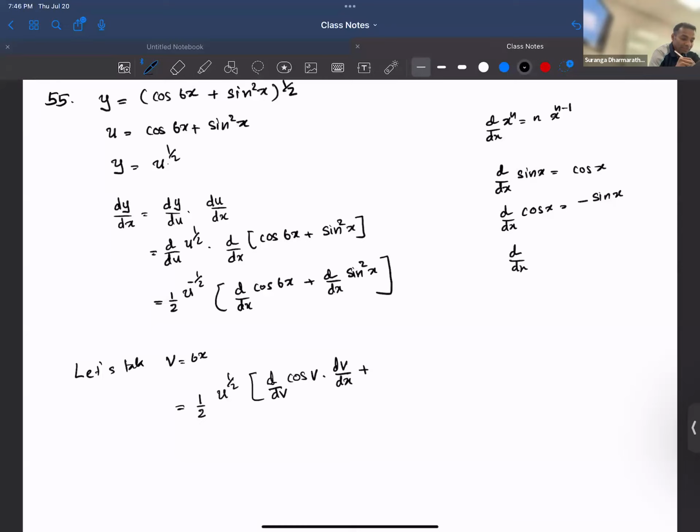d over dx g of x to the power n is equal to n times g of x to the power n minus 1 times g prime x. Remember that one? So what is this one? This is sine x to the power 2. Sine x squared. So what is g of x here? What is g of x in this case? Can you relate this into this one? I'm asking, what do you take as g of x to form this quantity into this? Do you understand my language?